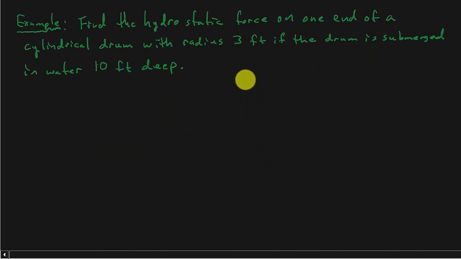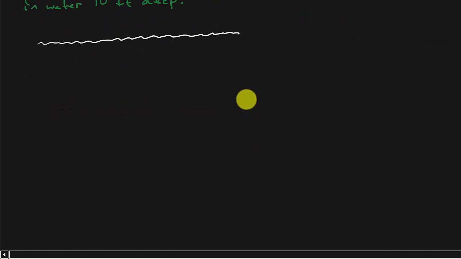It says find the hydrostatic force on one end of a cylindrical drum with radius 3 feet if the drum is submerged in water 10 feet deep. All right, so we're in U.S. customary units. Let's draw a picture here. So we've got the water here, and we've got the end of the drum, which is a circle. Let me draw that a little bigger so we'll have room to label everything.